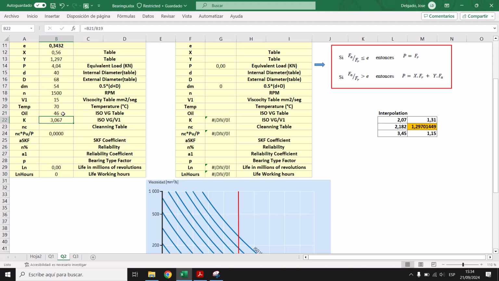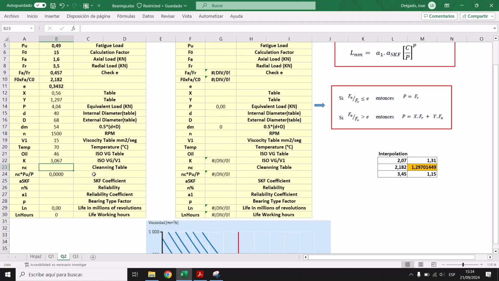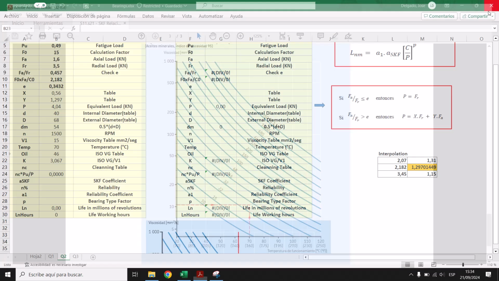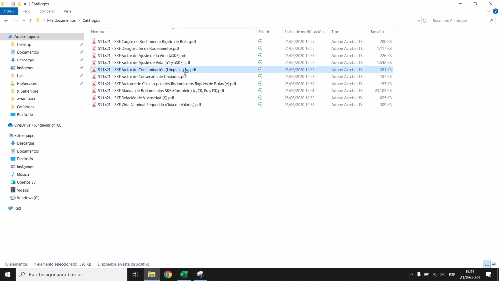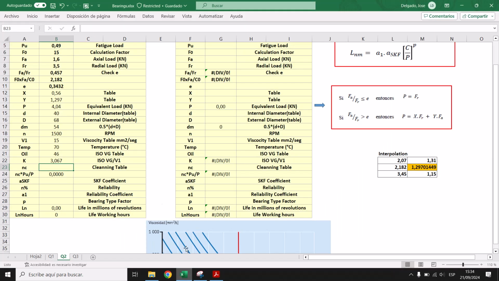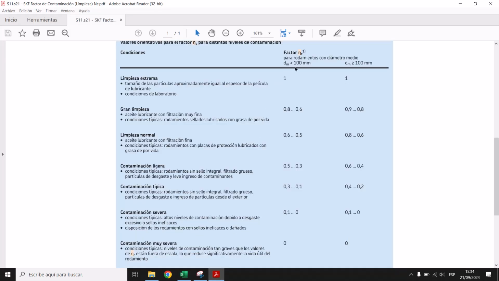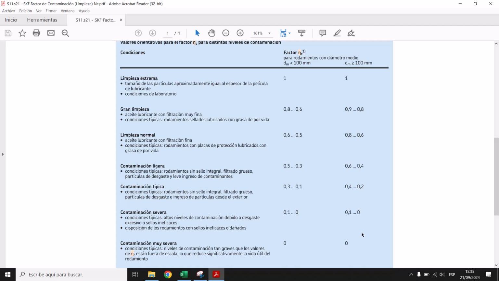So now we are going to have this value of k. This is just an equation of the viscosity divided by the oil viscosity. Now we should know this cleaning factor. There's another part of the file. Let's check. This is our factor that you should know. First, the information we need is the external diameter, 68. No, this is the medium diameter, 54. So it's less than 100. So not here, we are here.